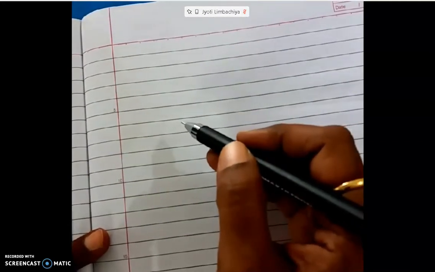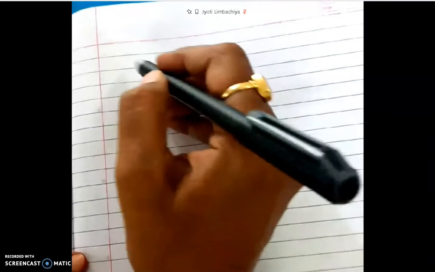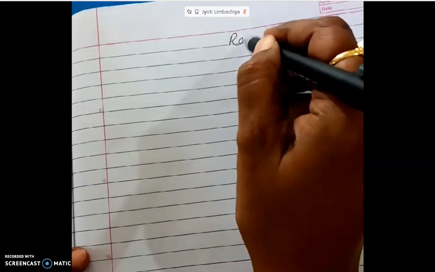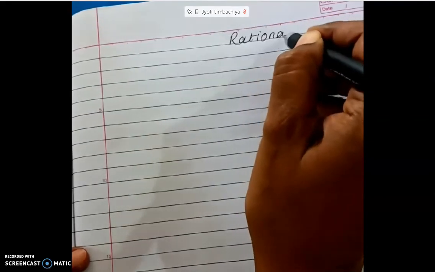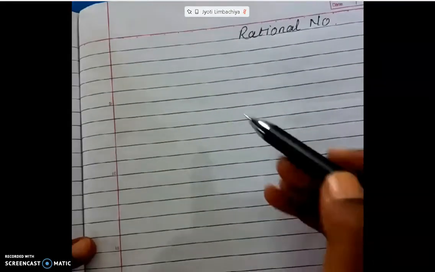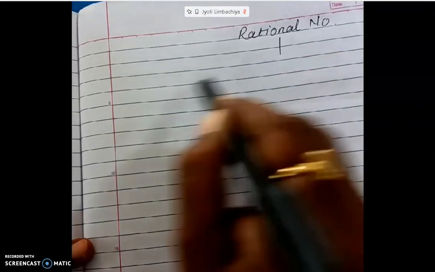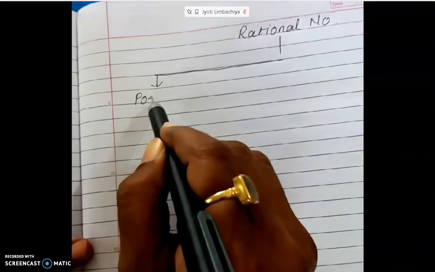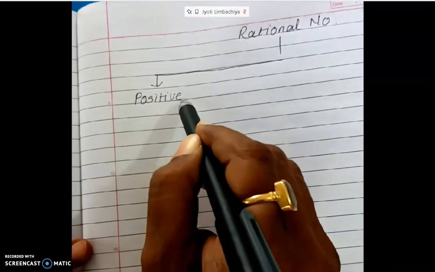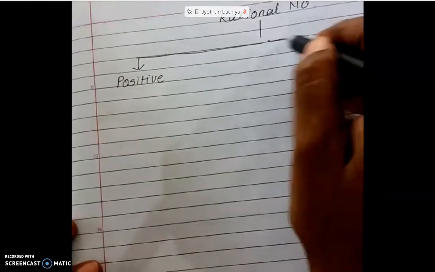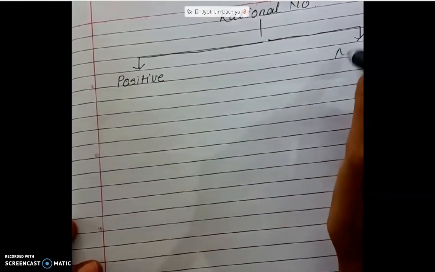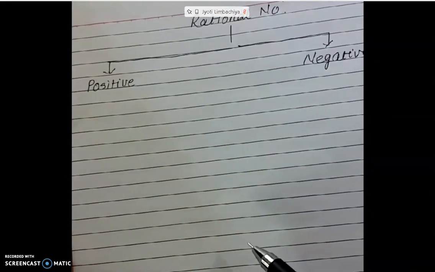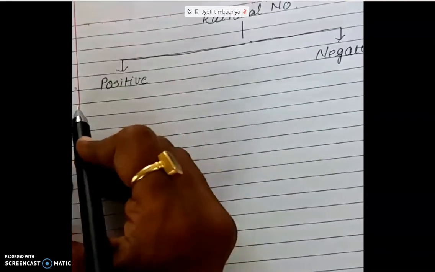Now let's talk about positive rational number and negative rational number. So we have in rational number, we have positive rational number and negative rational number. Let's talk about them.